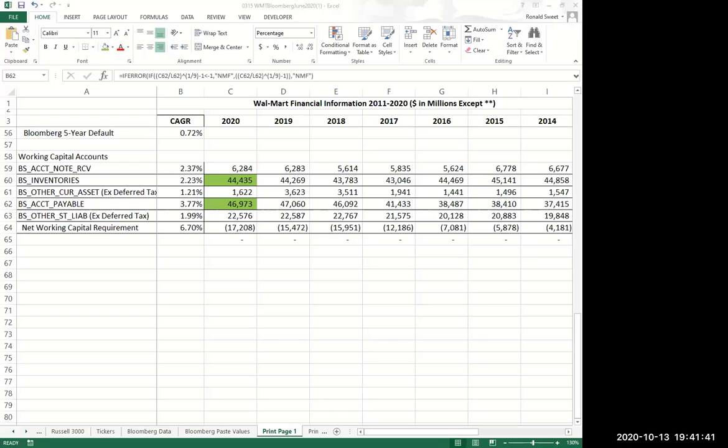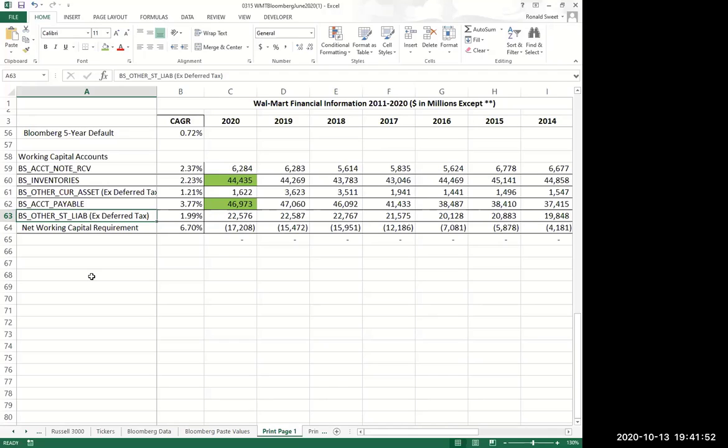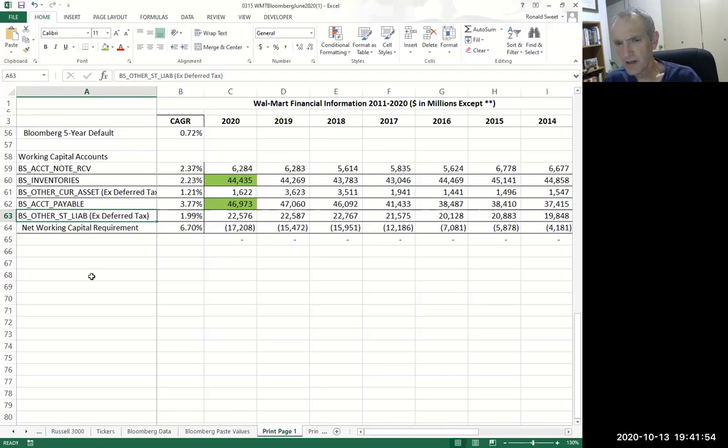What is line 63 liabilities? What is that telling us? Line 63 in Walmart? Yeah. Well, it's just all the other working capital liabilities. Most of that's probably accrued expenses. It's a lot like accounts payable. I mean, the biggest thing in there is probably accrued expenses and then deferred revenue.